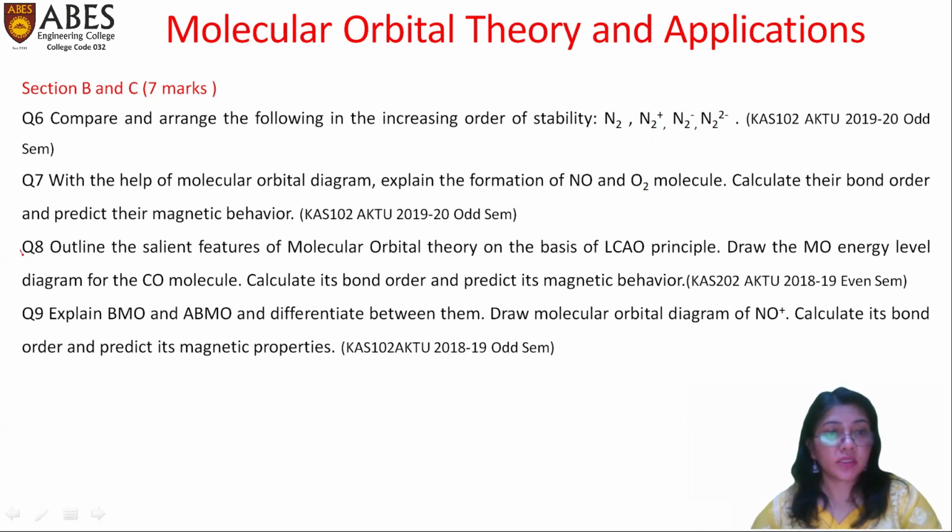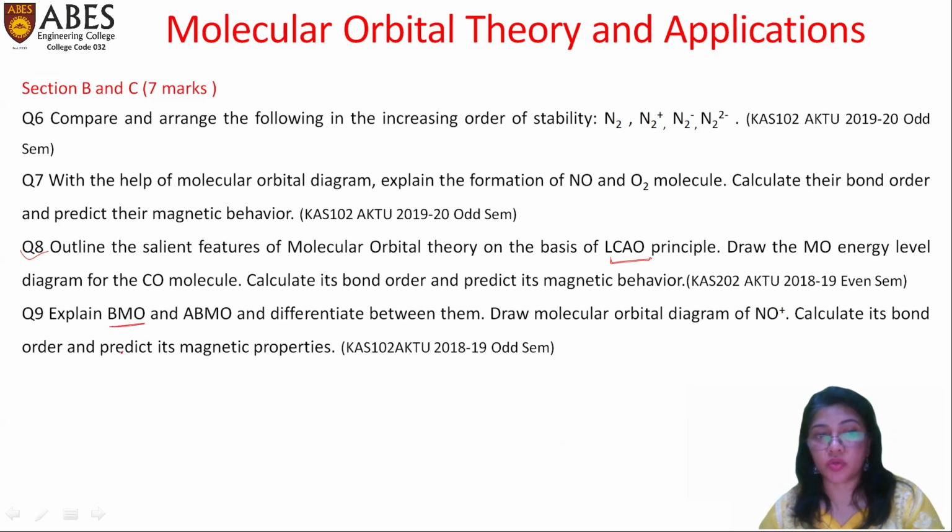Now, question number 8 here is asking about the salient features of molecular orbital theory on the basis of the linear LCAO method. LCAO principle means linear combination of atomic orbitals, where the wave functions of these atomic orbitals are being added, and also being subtracted. When they are added, they form bonding molecular orbitals, and when they are subtracted, they form antibonding molecular orbitals.